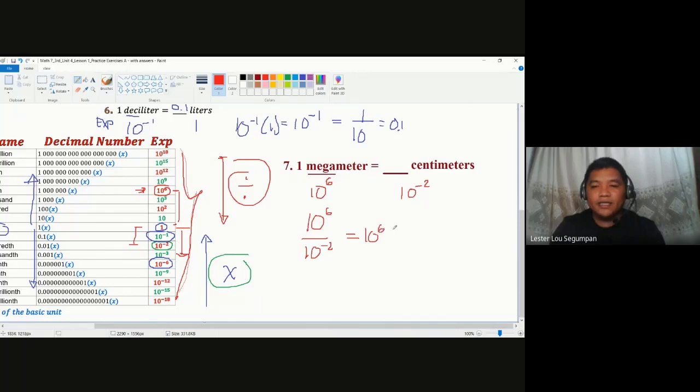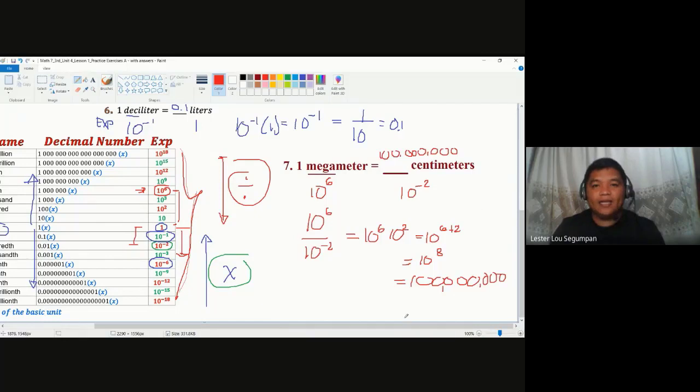And the laws of exponents allow us to bring this up. So you have 10 to the power of 6 times 10 squared. The laws of exponents tell us that it will be 6 plus 2, or equivalent to 10 to the power of 8. In short, you have 1 and 8 zeros. 1, 2, 3, 4, 5, 6, 7, 8. We have 100 million centimeters. So 1 megameter is equivalent to 100 million centimeters using the prefixes here.